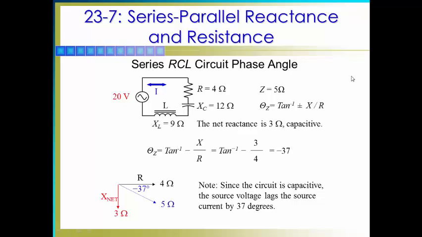If you do this further, the tangent of the angle is the net reactive part over the net resistive part. So the net reactive part was 3, and 4 ohms for the resistive part, so you get the inverse tangent with the negative sign, which gives us minus 37 degrees. So since the circuit is capacitive, the source voltage, in this case, lags the source current by 37 degrees.